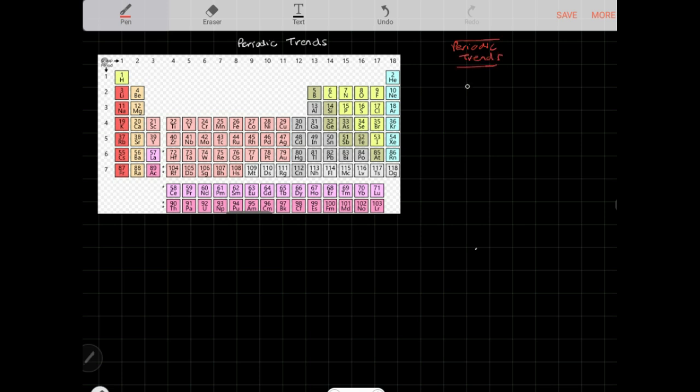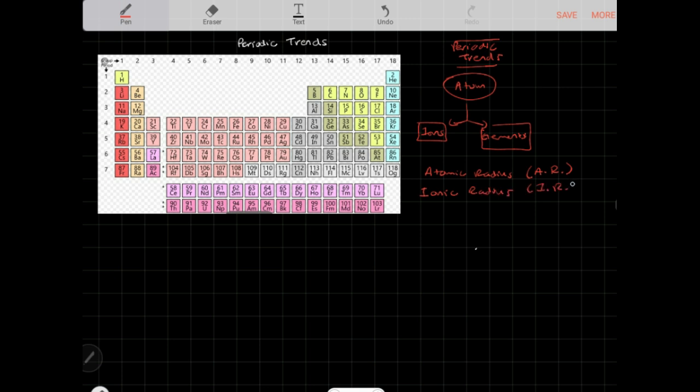the size of an atom. And remember that atoms include or encompass charged atoms called ions and neutral atoms called elements. So for elements we're going to be using the atomic radius for the most part. I'm going to abbreviate the atomic radius as AR. And for charged atoms, for ions, we're going to be looking at the ionic radius. For both of these cases, they're going to describe the size of the atom itself.